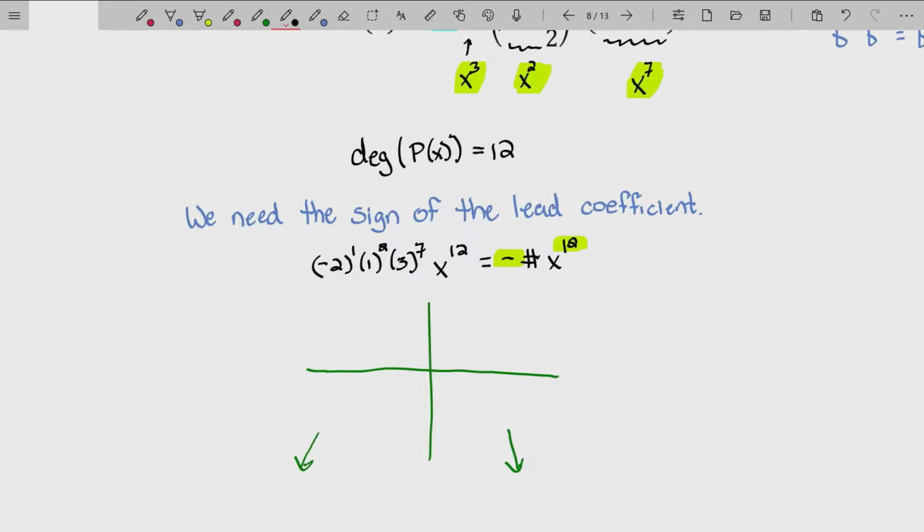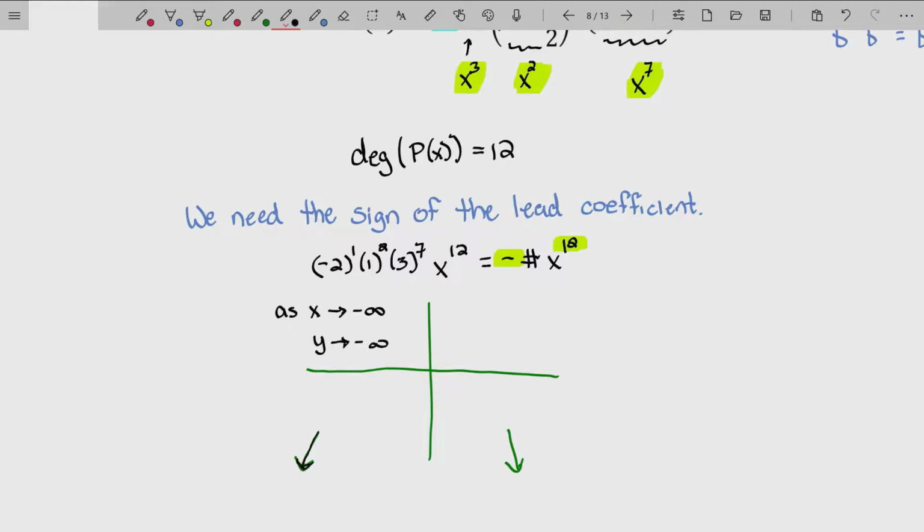If you're asked to write this using what's considered limiting notation or arrow notation, you could say as x rushes off to negative infinity, in other words, as you go in this direction here, the y values drop to negative infinity.